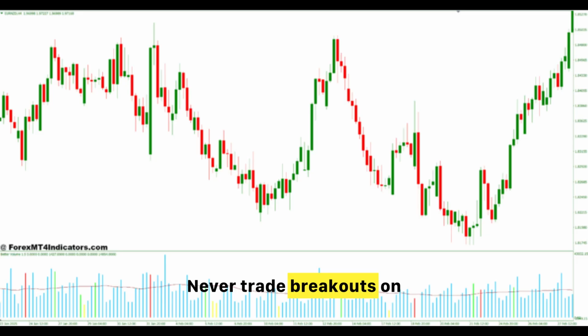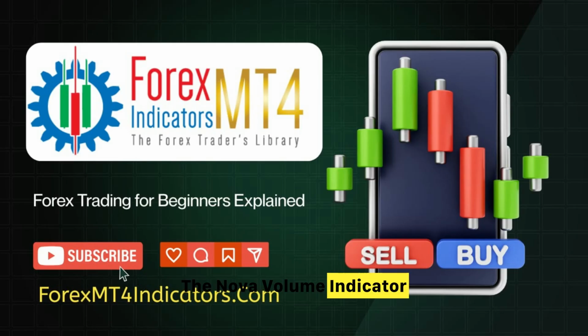Never trade breakouts on low volume. A breakout without volume confirmation has a much higher chance of failing and reversing. Let volume validate the move before risking your capital. The Nova Volume Indicator gives traders a simple way to confirm momentum and avoid low-quality setups.